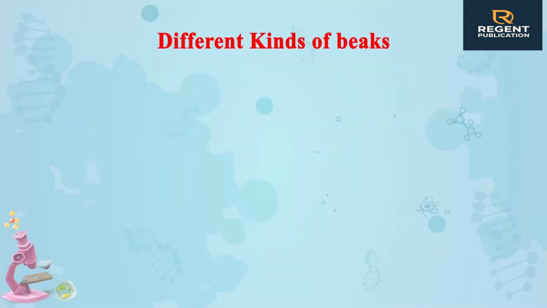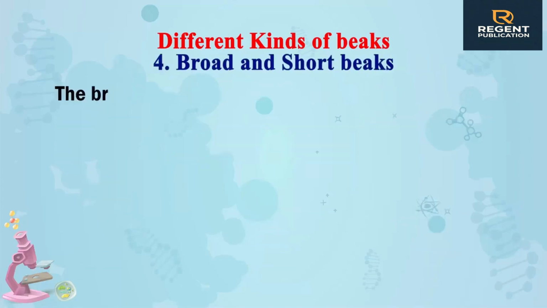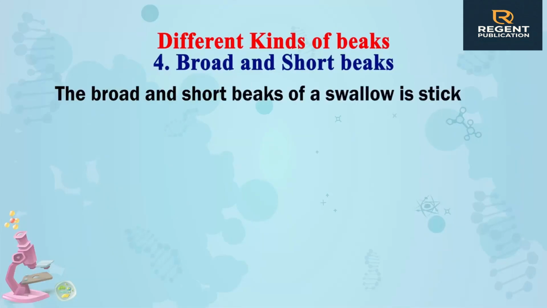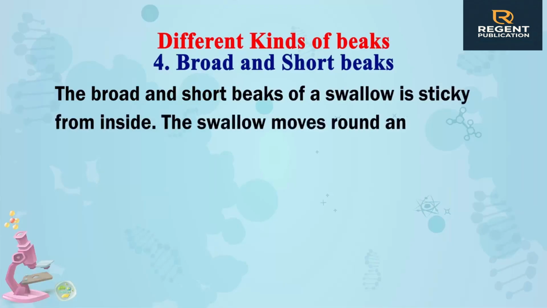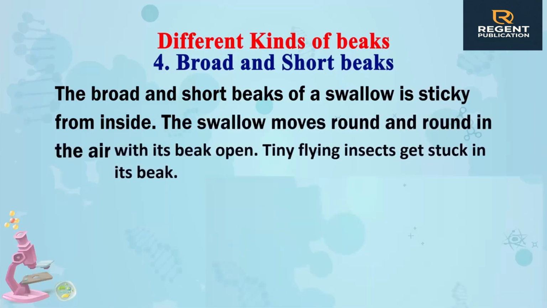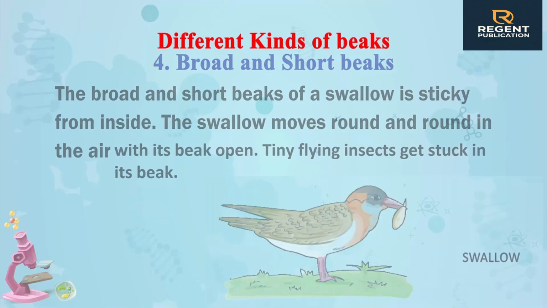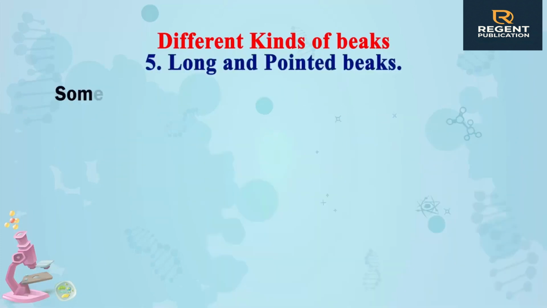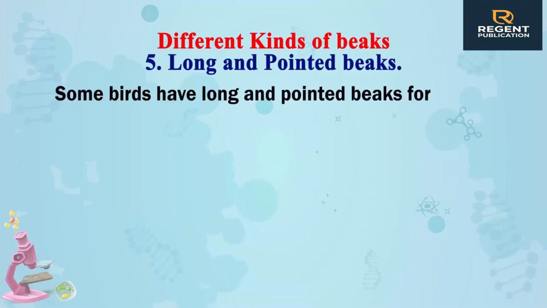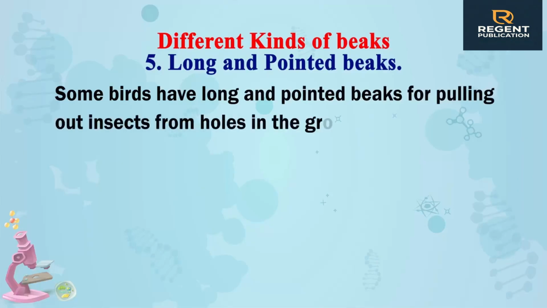Broad and short beaks. The broad and short beak of a swallow is sticky from inside. The swallow moves round and round in the air with its beak open. Tiny flying insects get stuck in its beak. Long and pointed beaks. Some birds have long and pointed beaks for pulling out insects from holes in the ground and eat them up.